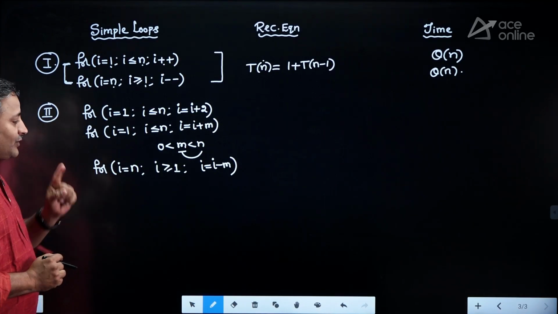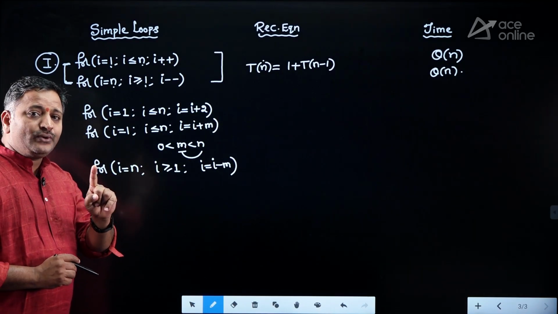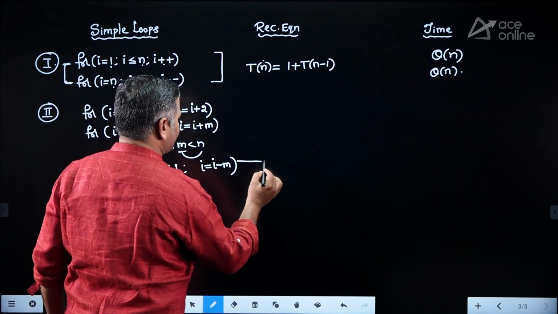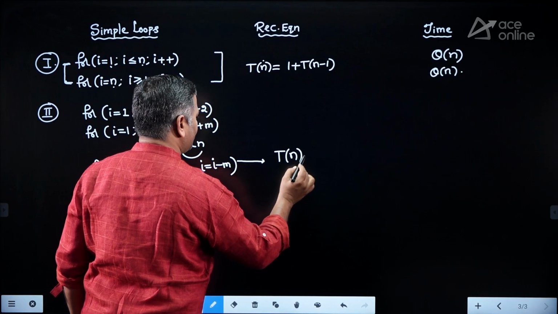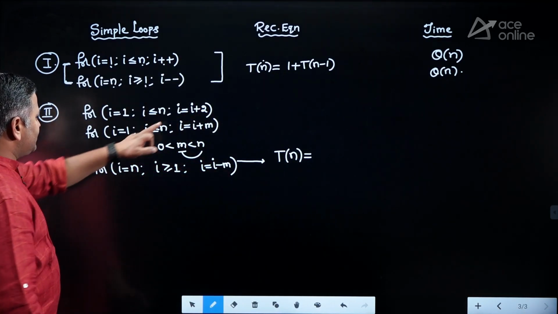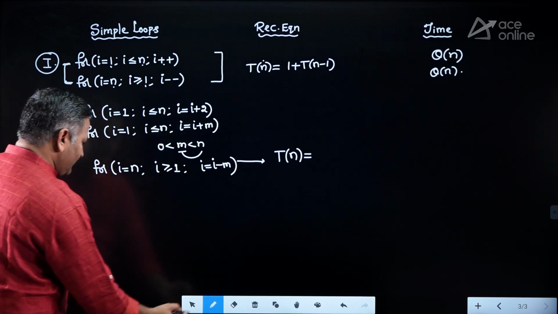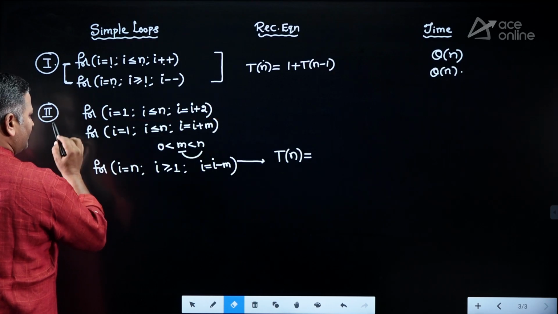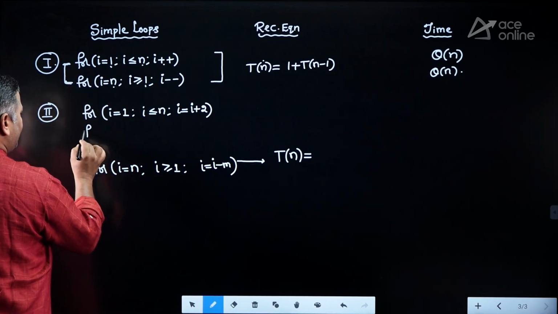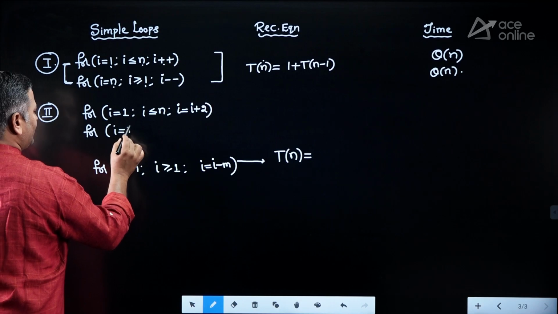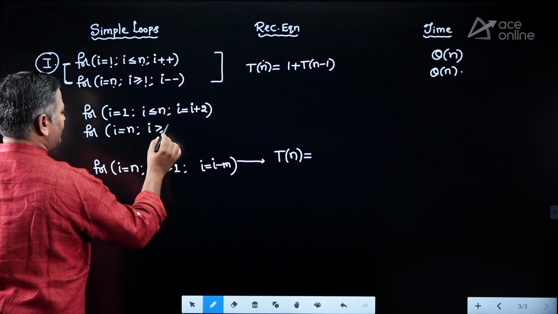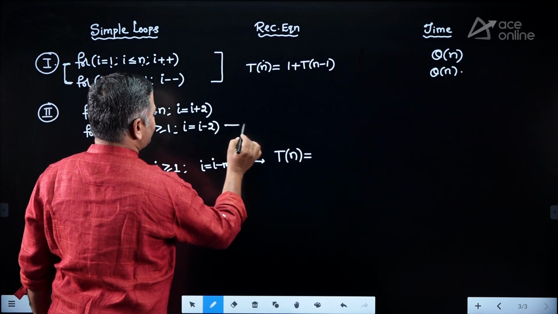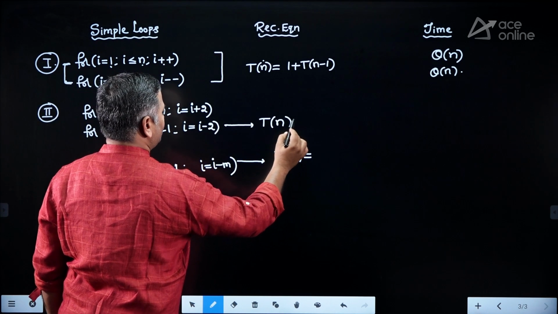In these three cases, when you are talking about the recurrence equation, we are writing it only if the value of i is decrementing. Therefore, here I can write the recurrence equation, that is T of n equals to, first let me write the recurrence equation for this simple part. Give me 1 minute, friends. Here we are writing for i equals to n, i greater than or equal to 1, i equals to i minus 2. Then the recurrence equation for this one is T of n equals to 1.